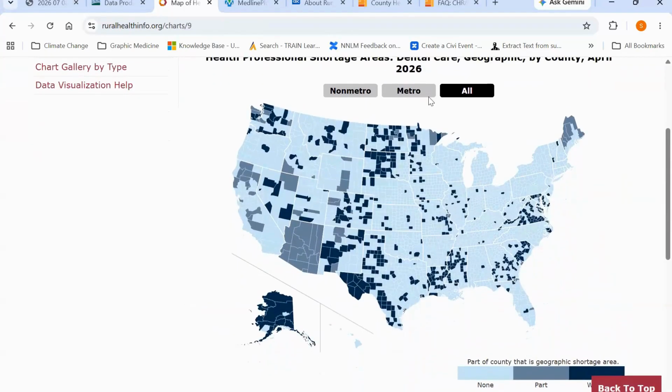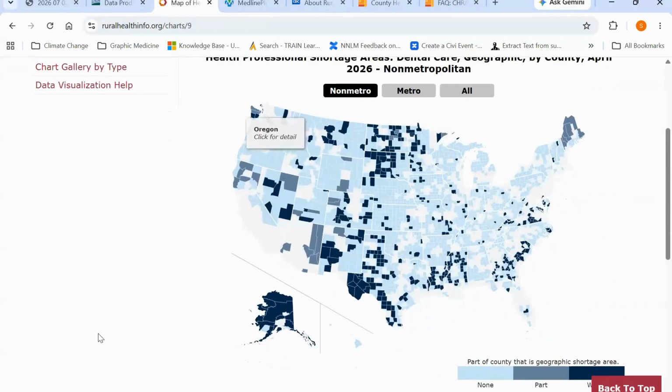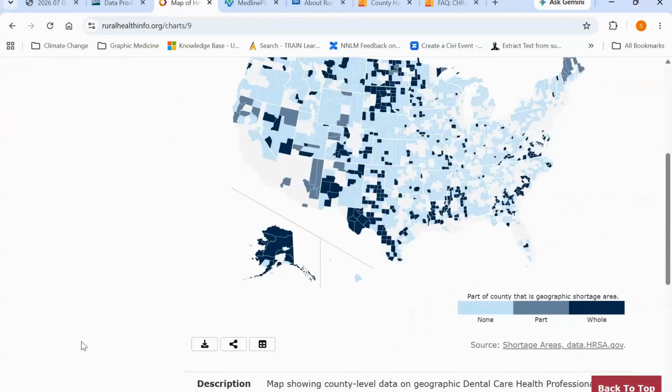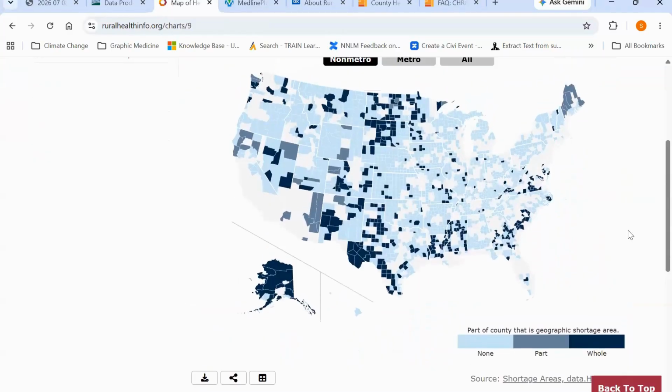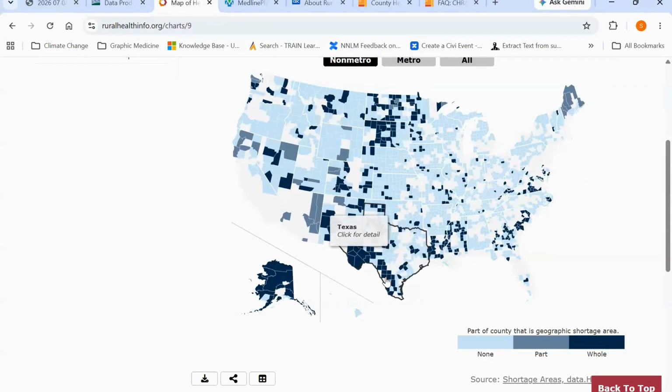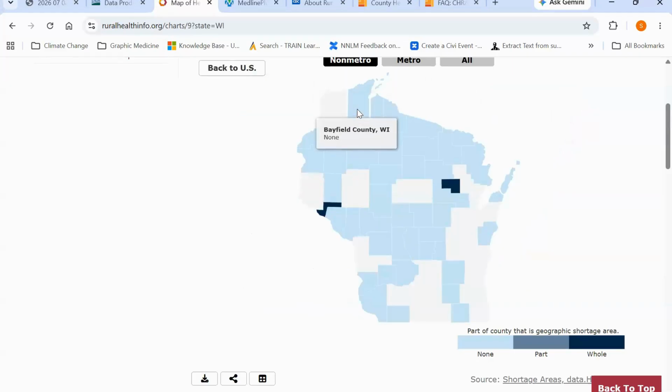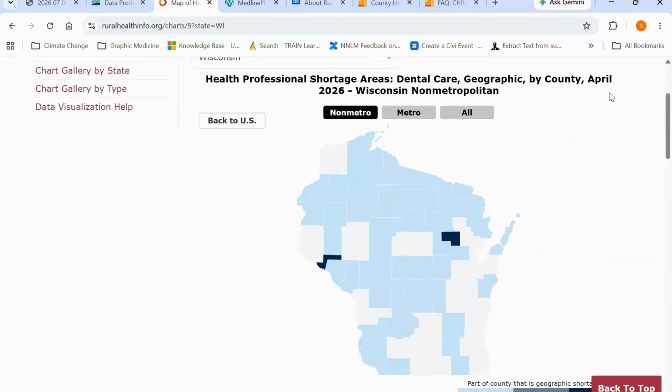You can just filter for non-metro, and then we can see that the shortages are in this darker blue color. So parts of Texas, South Dakota, North Dakota, Minnesota. And then you can also click into, so we were looking at Wisconsin, and if I want to highlight Bayfield County again, they actually are not considered as having a shortage in that area for dental care.